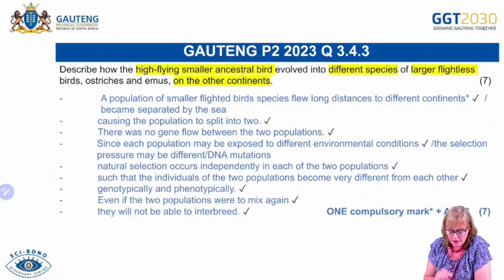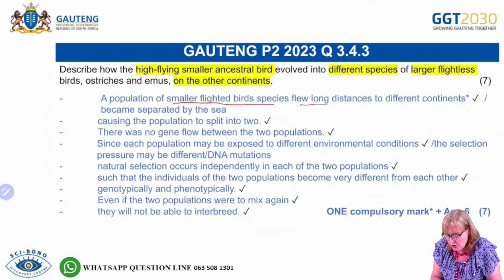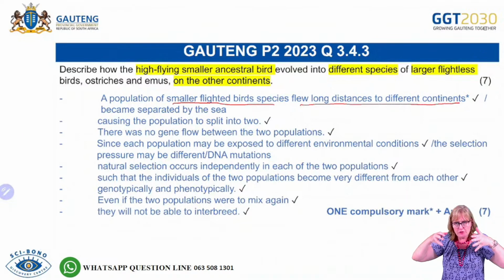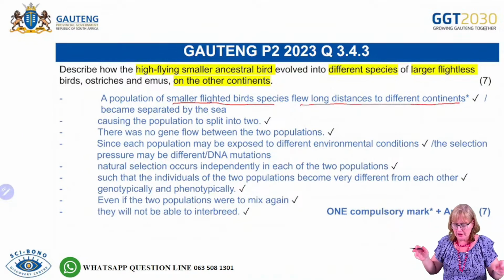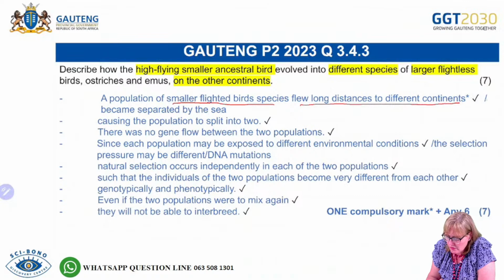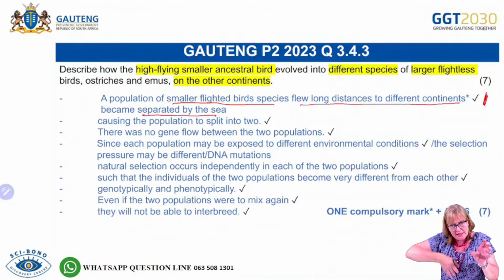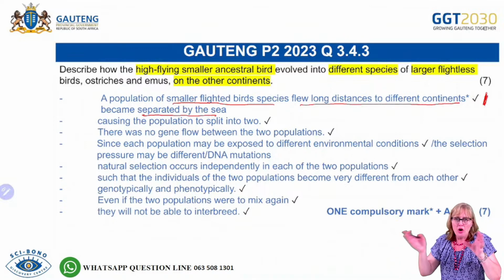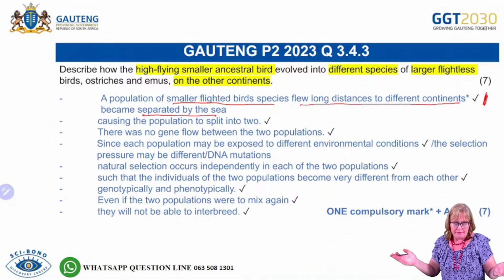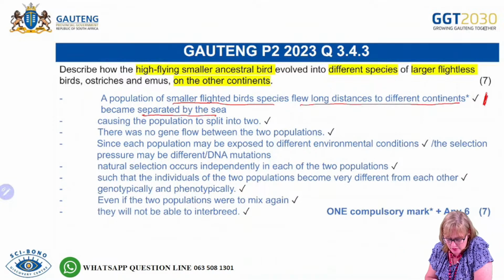So now let's start with speciation. A population of smaller flighted birds flew long distance to different continents. So they started there and they flew to these continents. Or we give you a mark for became separated by sea, because what are continents? They are separated by the sea. So either the different continents or they became separated by the sea. That's the first one.